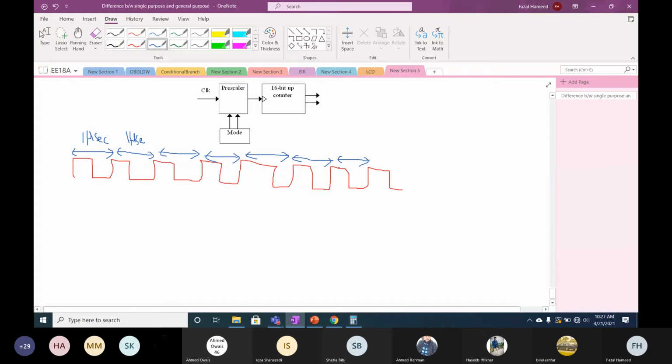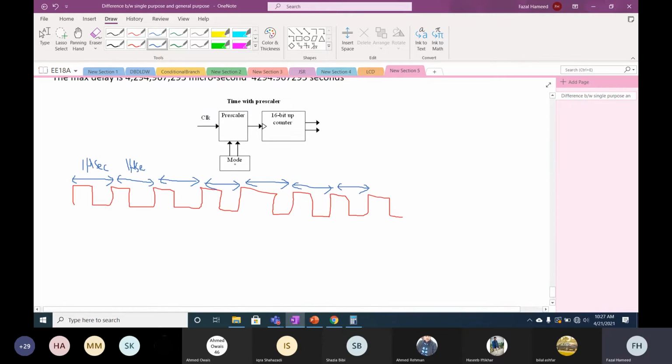Okay. So now if you want to count up to smaller granularity, the prescaler also depends upon the mode, maybe the mode bits. So now we have different mode bits. The mode can be 0 0, the mode can be 0 1, the mode can be 1 0, and the mode can be 1 1. So there are different modes of a prescaler.